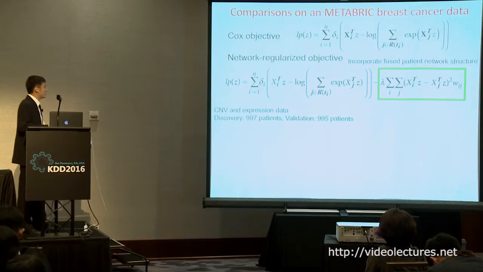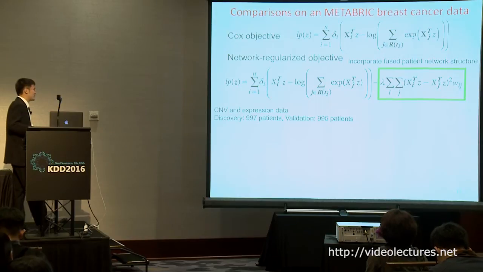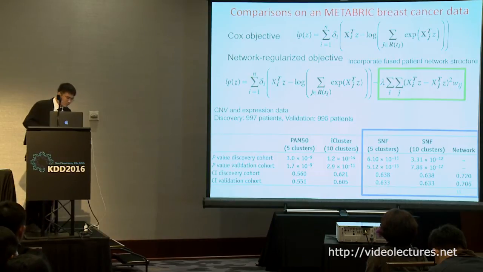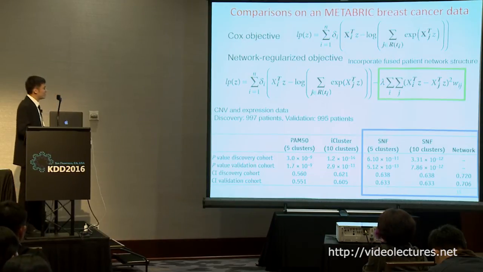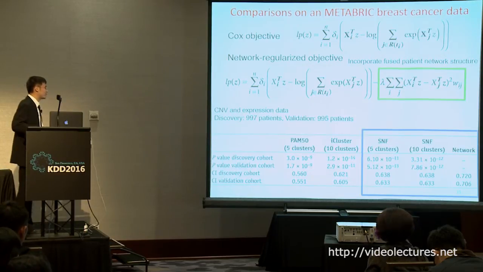And in their experiments, they have a discovery data set to build the patient network, and also they have a validation data set to test whether their algorithm is accurate enough or not, and they do some comparison. So for the baseline, they use PALM15 and iCluster. These two are very famous survival analytics algorithms, and they make some prediction.